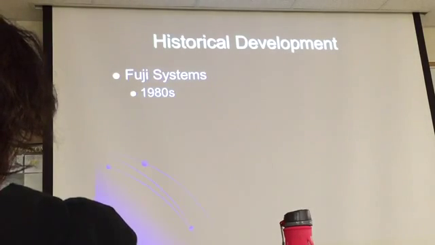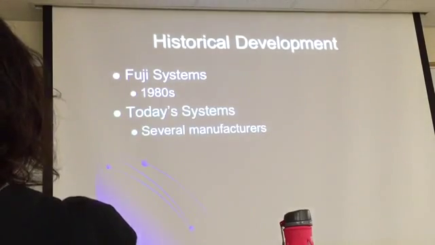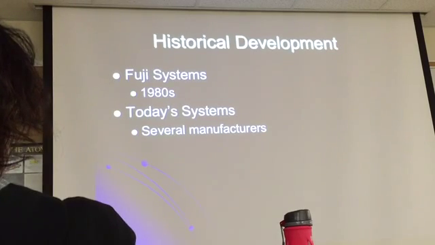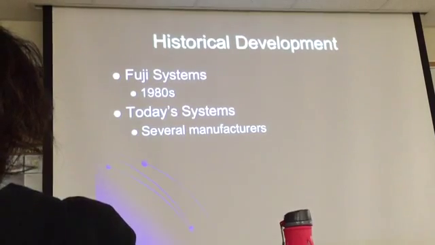By, I will say probably the 90s, that technology was back in the U.S. They were selling it to the U.S. But they did come up in the 1980s. Today's systems, you have several manufacturers, not only Fuji. Fuji came out with the first systems, but now you have other companies, and what we're seeing is many companies are merging or creating cohorts with other companies.